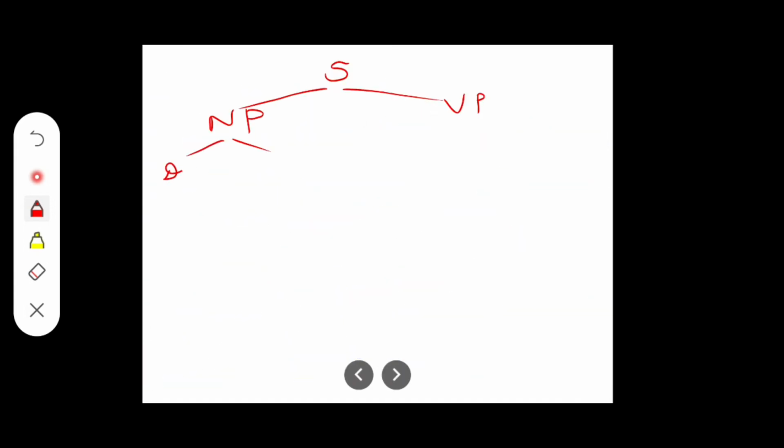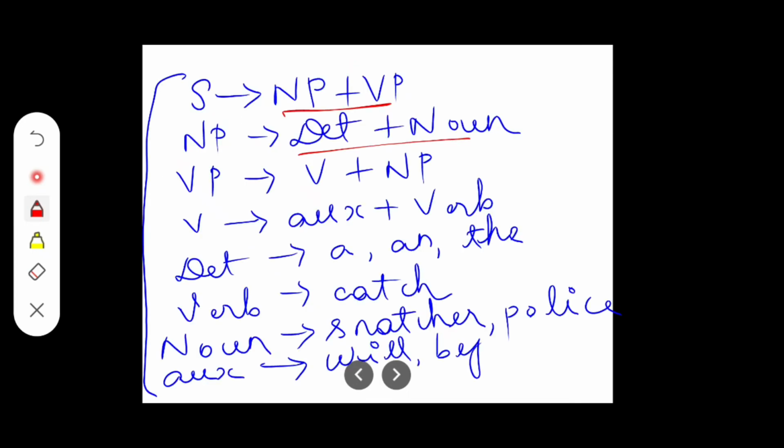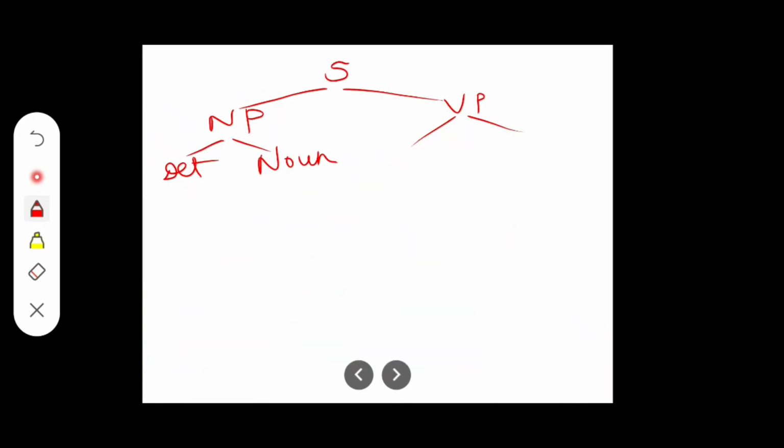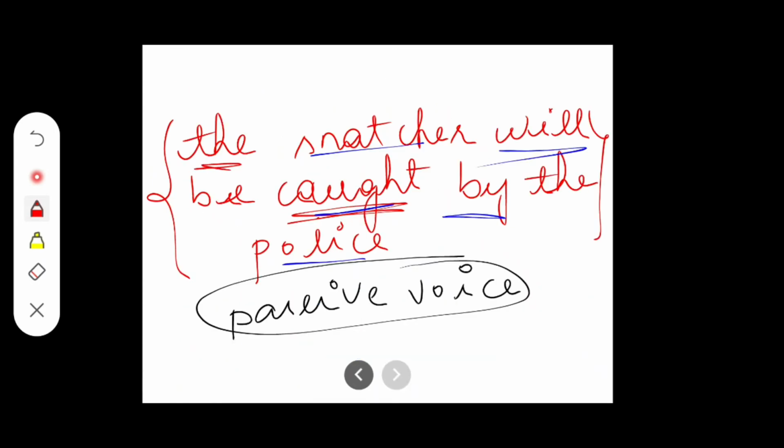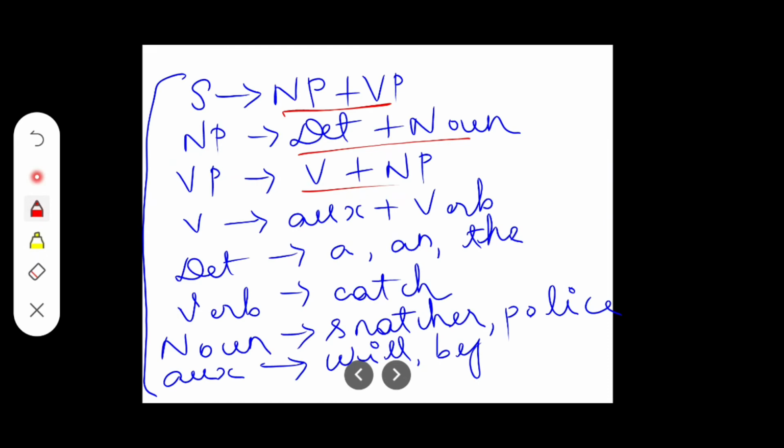Determiner and noun. Okay. And what exactly is the verb phrase? Verb phrase is nothing but verb and noun phrase. Verb and noun phrase. Again, what is the determiner that we are having in the example? It is the. So check whether the is included in determiner or not.